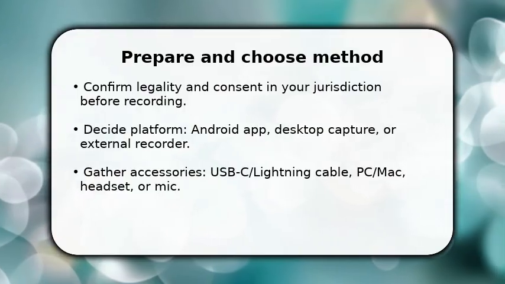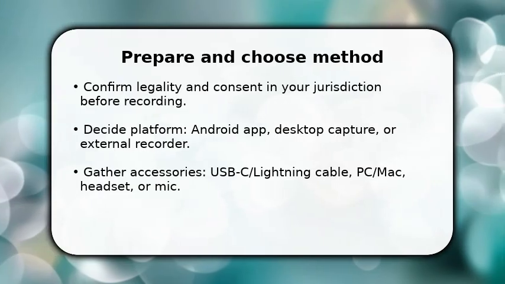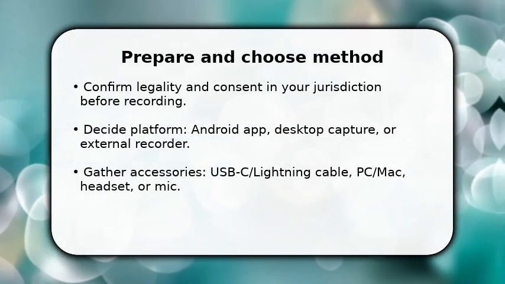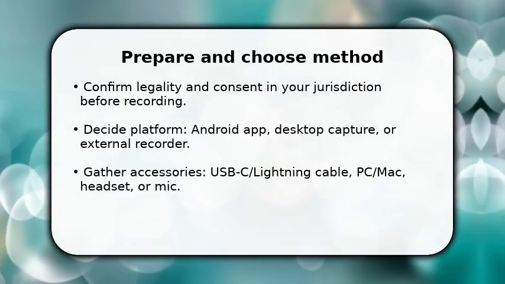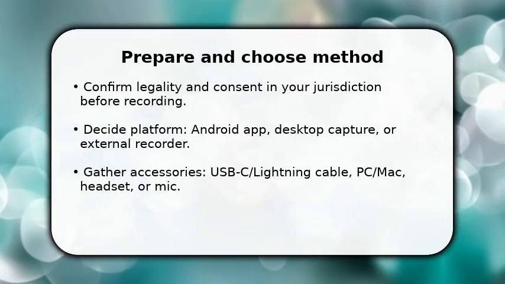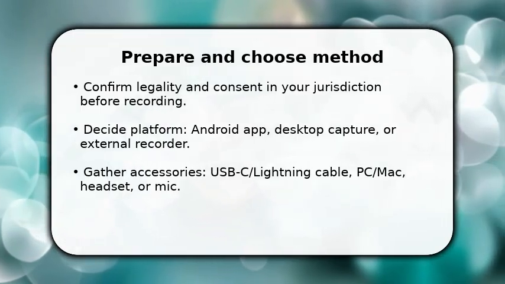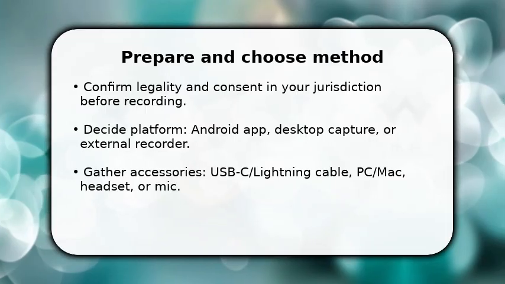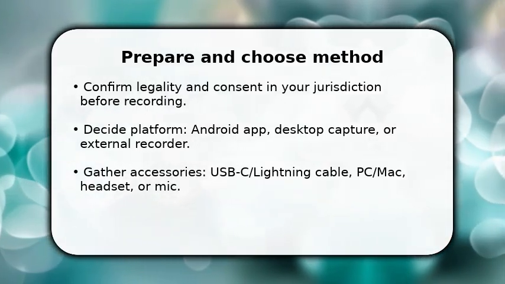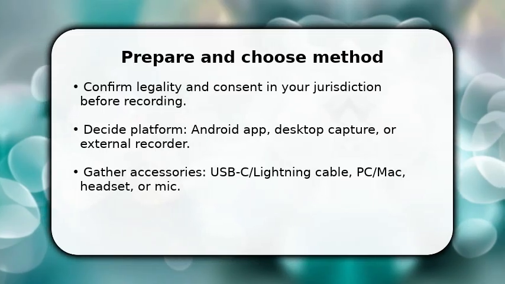You start by making decisions that determine everything else. Confirm consent and local laws, then pick a recording path: Android app, computer screen/audio capture, or an external recorder. Once chosen, install the required app or prepare your PC and cable. Make sure WhatsApp and the recorder have microphone and storage permissions. Check battery and free space. You do not want to interrupt the call.